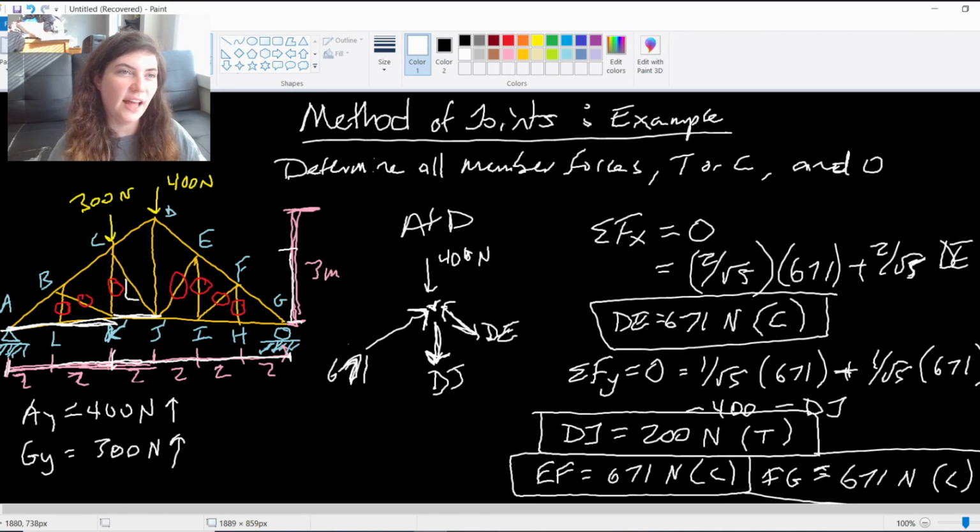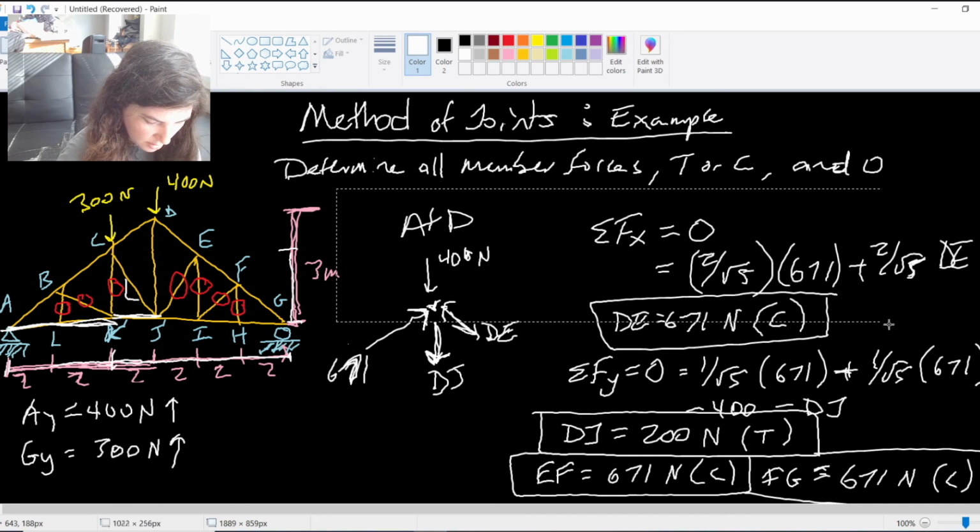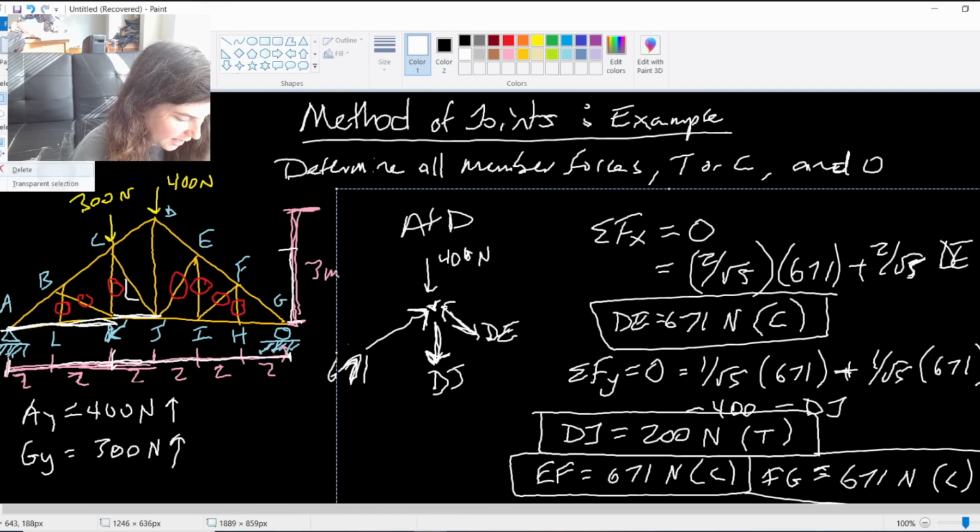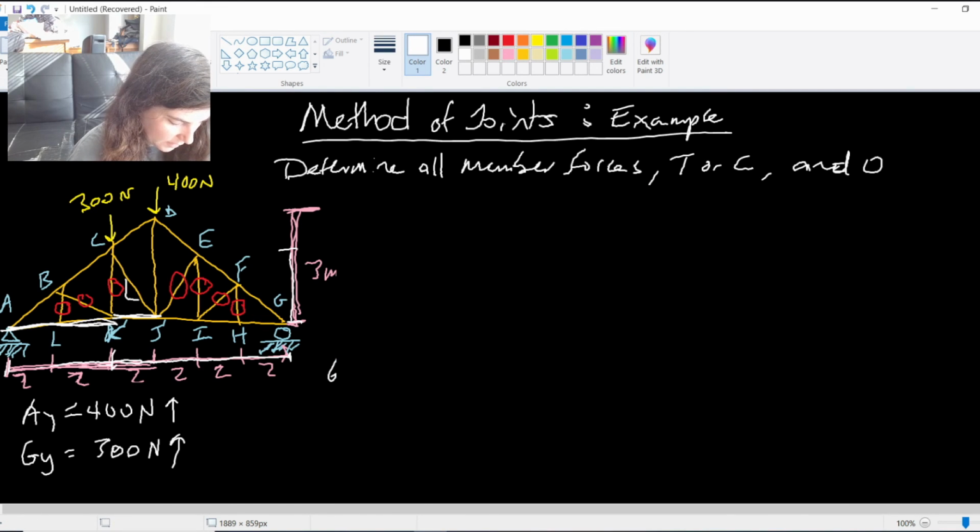So really my last options here are I can do a free body diagram about point J or about point G. And that will be my final members. The only members I'm missing are GH, HI, and IJ, which we can see again, IJ and HI are going to be the same, right, with all the zero force members there. So I'm going to do my final joint. My final joint here, I'm going to pick G.